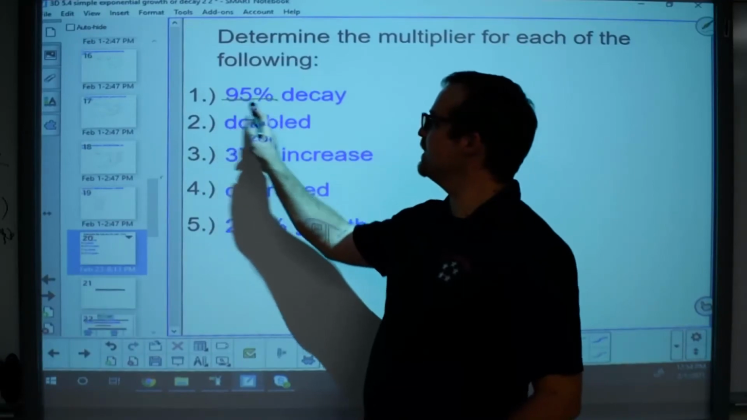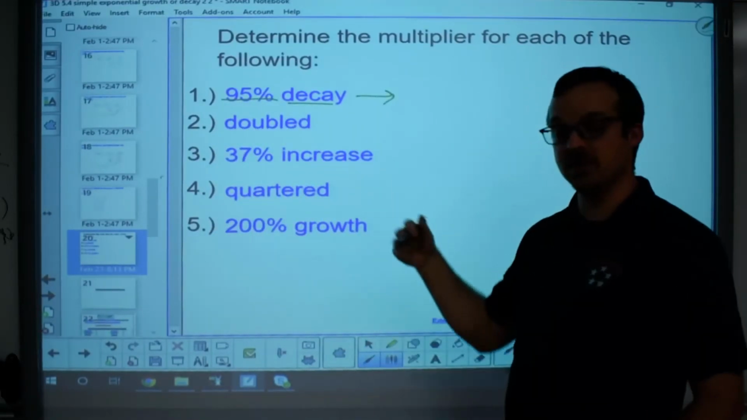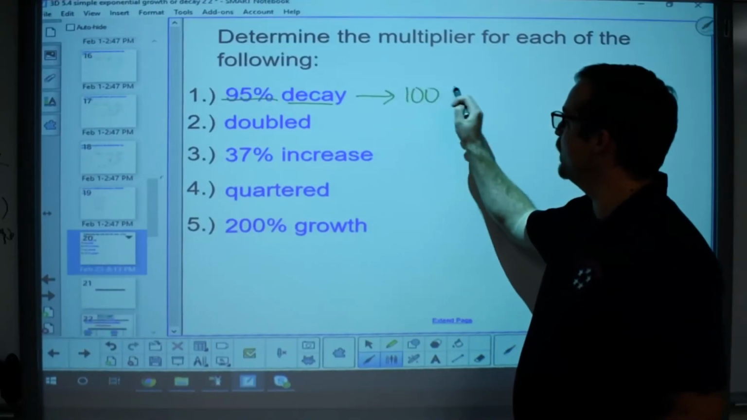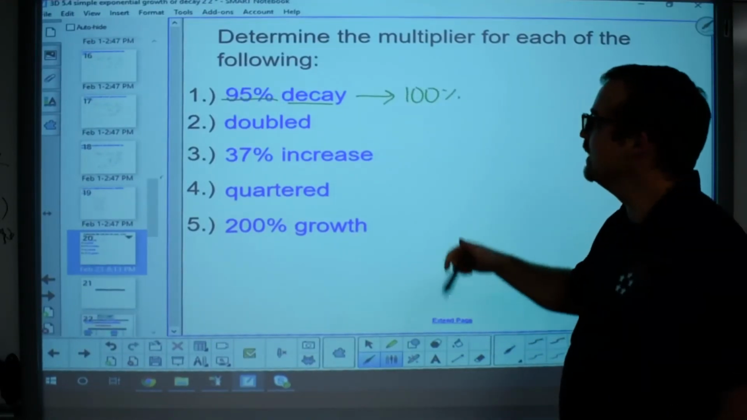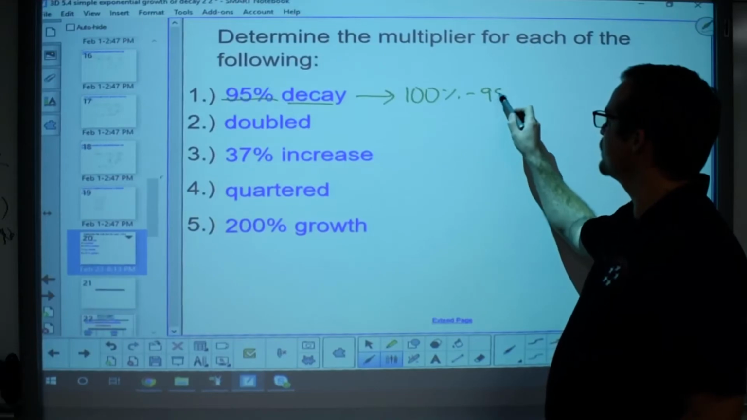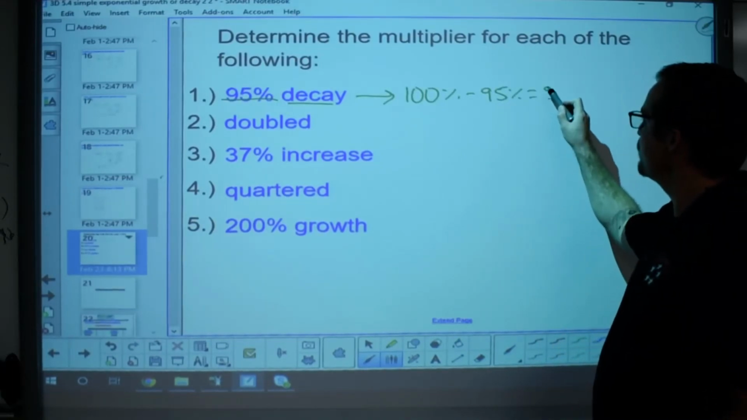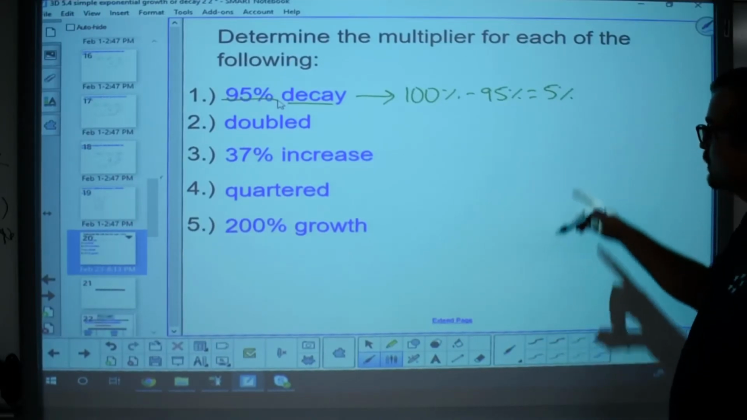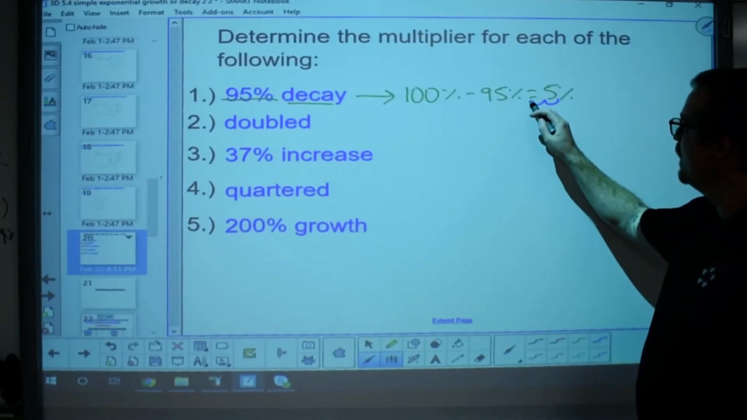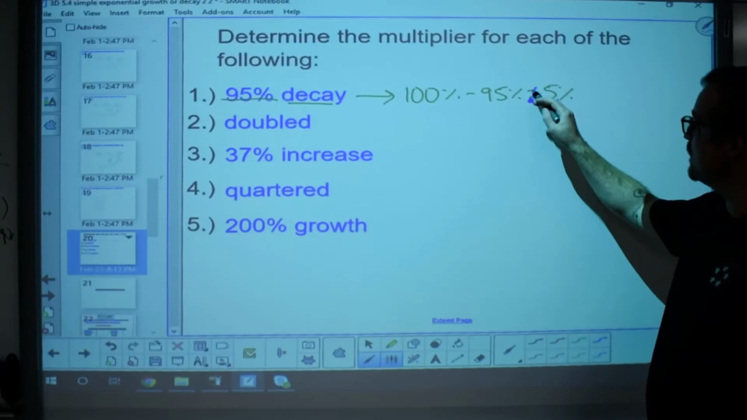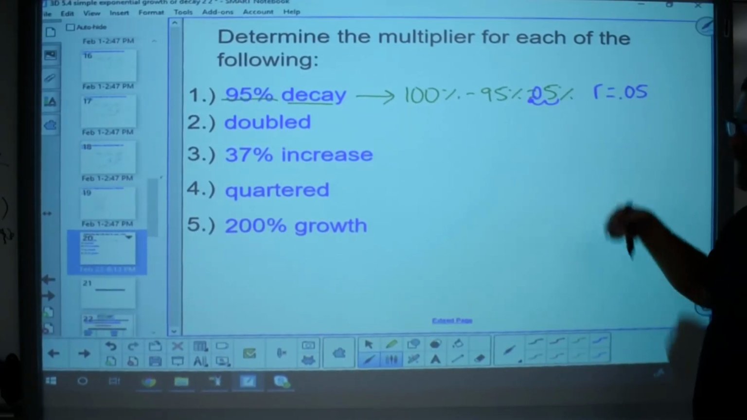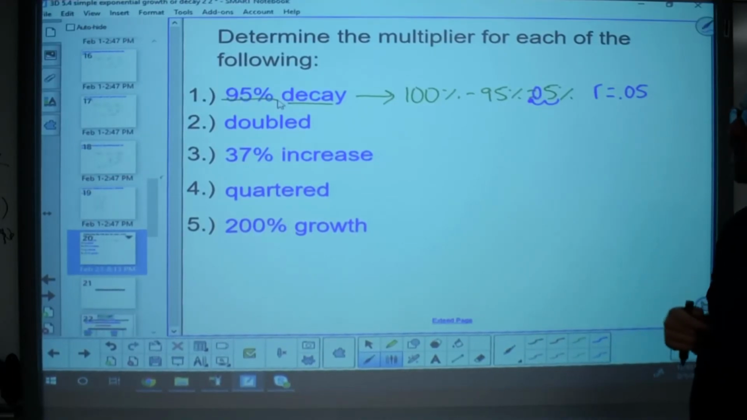All right, 95% decay. I see a percent and I see decay, which means I have to first convert everything to a decimal. And because it's a percentage, I know I have to take my original 100% of whatever it is I have, subtract off the 95%, and that's going to leave you with 5%. But then I know, Mr. Nelson, you have to convert that to a decimal because we can't leave it as a percentage. So hop twice to the left here, that's 0.05, so my ratio is 0.05, and that would be decaying because it's less than 1.